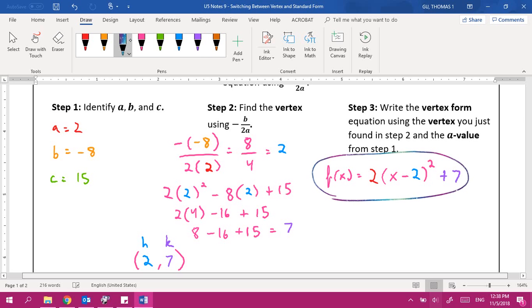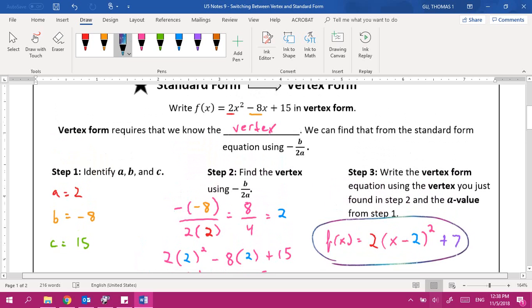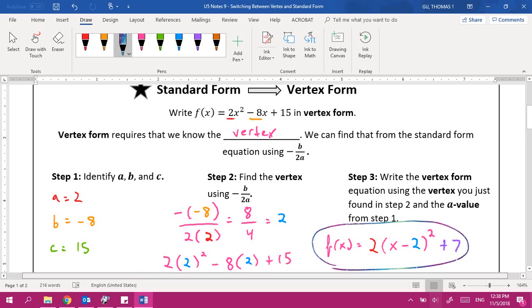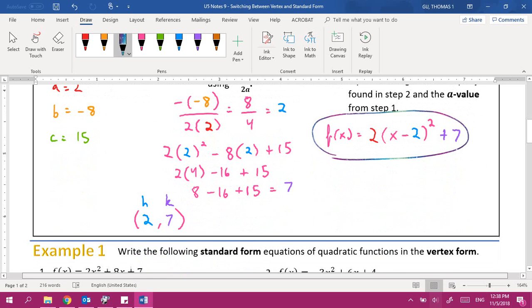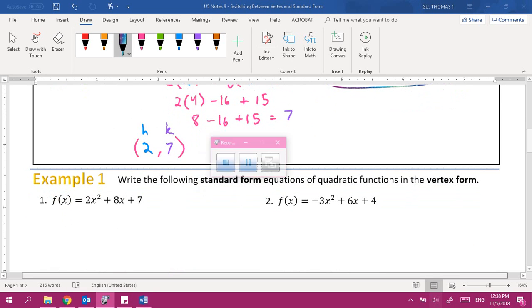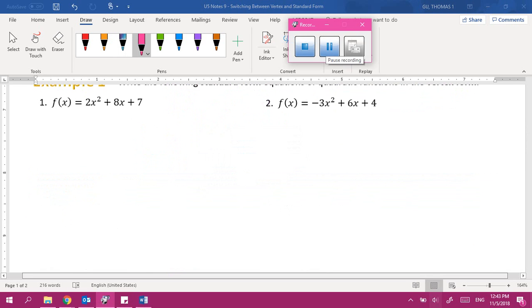And so this right here is the exact same graph as our original standard form, f of x equals 2x squared minus 8x plus 15. But this is in vertex form. All right, so that is the steps that you use to go from standard form to vertex form. So I want you guys to try these two on your own. All right, let's go over these two to make sure we all have the same answer here.